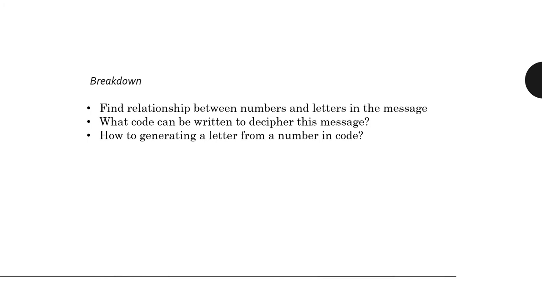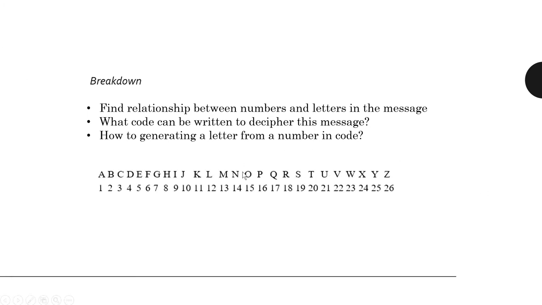Another thing is that we need to ask ourselves what code can be written to decipher this message, as well as how to generate a letter from a number in code. So as you can see here, we have all the letters in the alphabet, A through Z, and each of these letters is associated with a number. A is the first letter, B is the second letter, C is the third letter, all the way to Z, which is the 26th letter. And this is what is going to be the key to solving this problem.